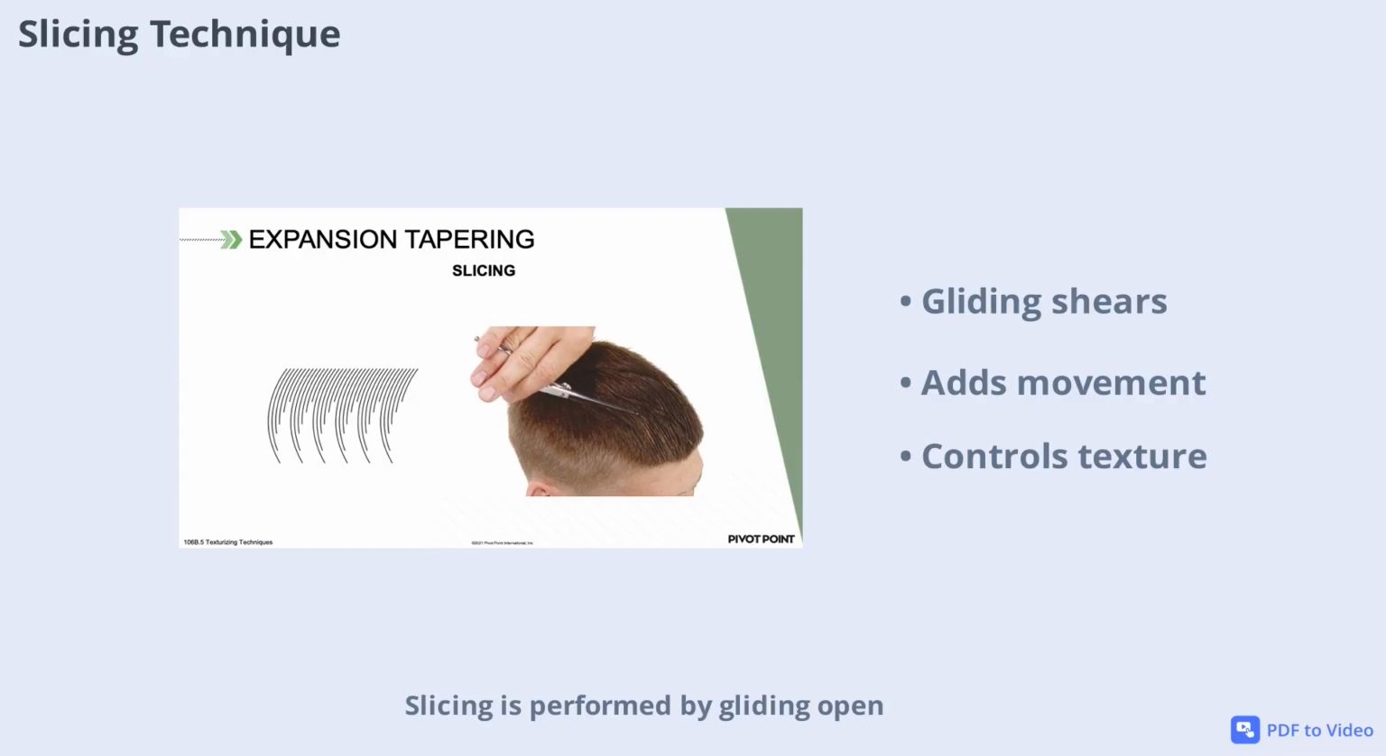Slicing is performed by gliding open shears along the surface of the hair. This technique is used to create mobility and expansion, with the amount of texture controlled by how wide the shears are opened and the length of the stroke. Slicing is perfect for adding subtle movement and breaking up heavy sections.